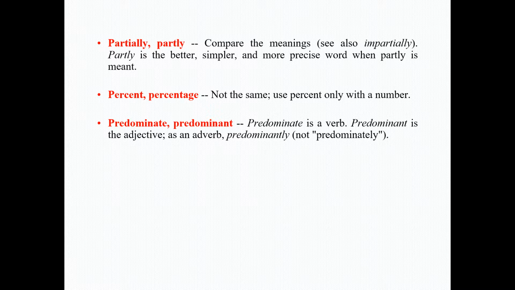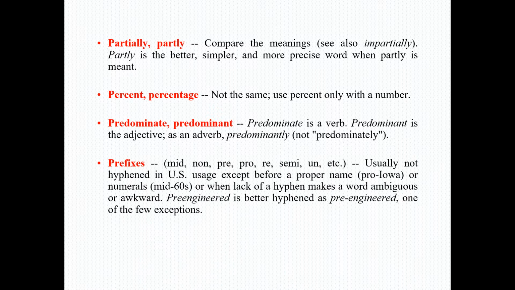Predominate is a verb. Predominant is the adjective. As an adverb, predominantly, not predominately. Prefixes like mid, non, pro, re, semi, etc. usually are not hyphenated in US usage, except before a proper name, or numerals like mid-60s, or when leaving out a hyphen makes a word ambiguous or awkward.